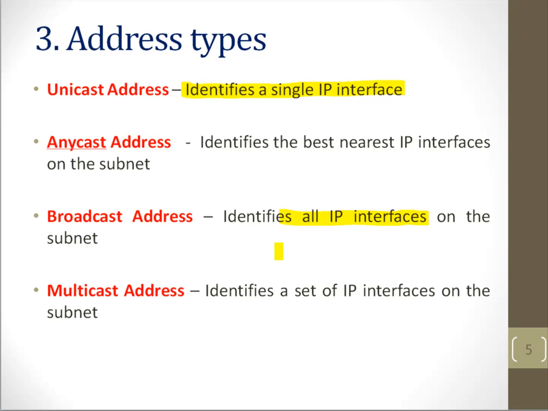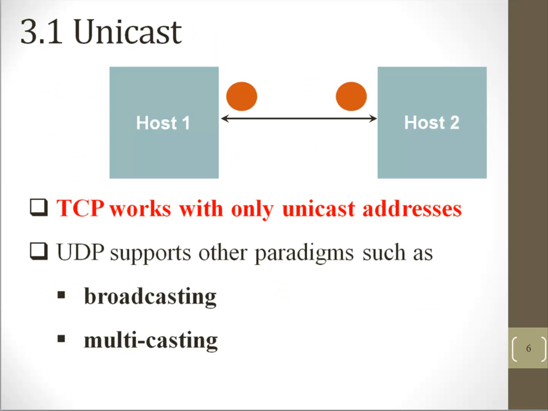Multicast is a set of IP interfaces on the subnet, a set. I'm using the word set, we are not using the word all. If you use the word all, it will be the broadcast. So a set of IP interfaces, that means the interfaces that joined that group, those who are interested in that particular packet, that is going to be the multicast. So these are the 4 different types of addresses available. We are going to discuss each in detail. Now I'm going for the first one.